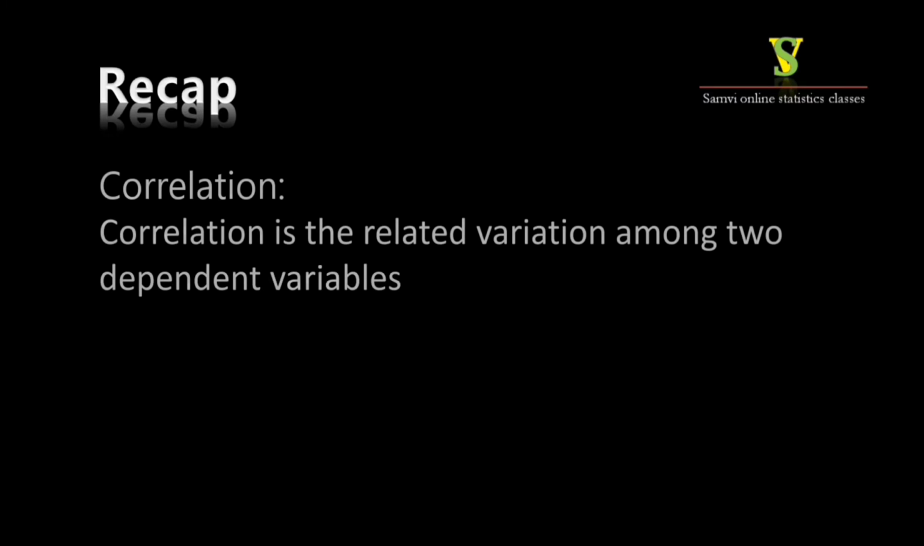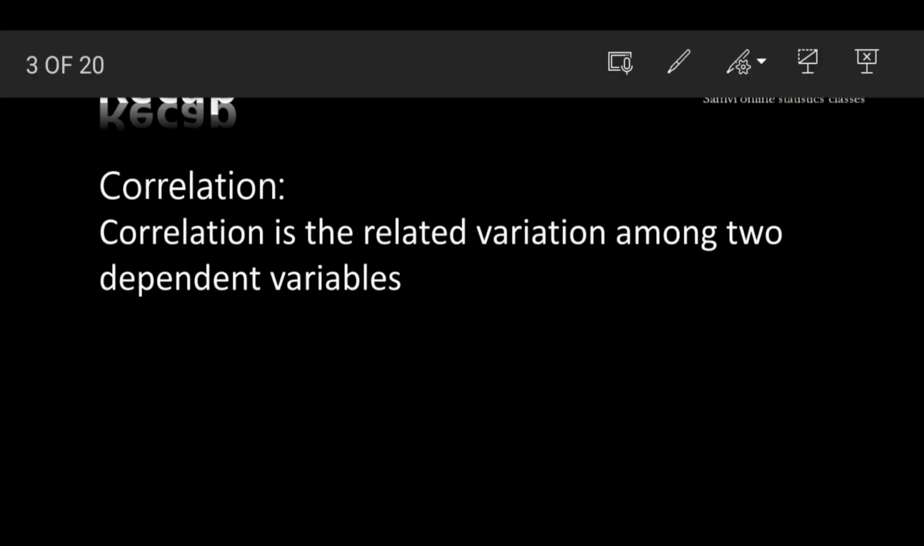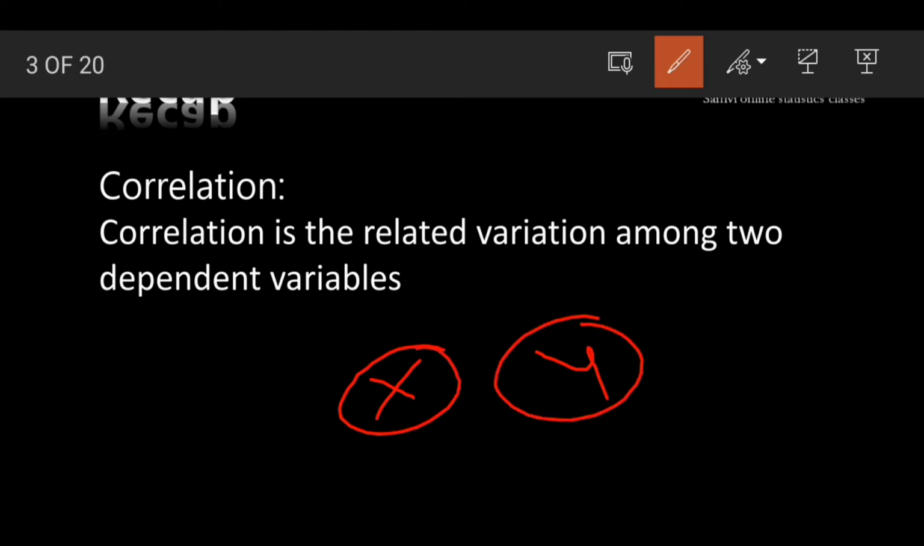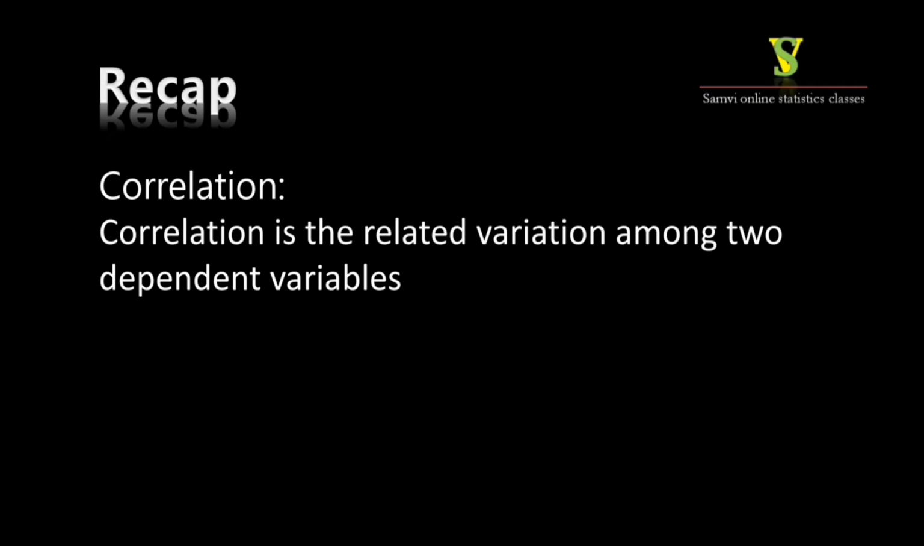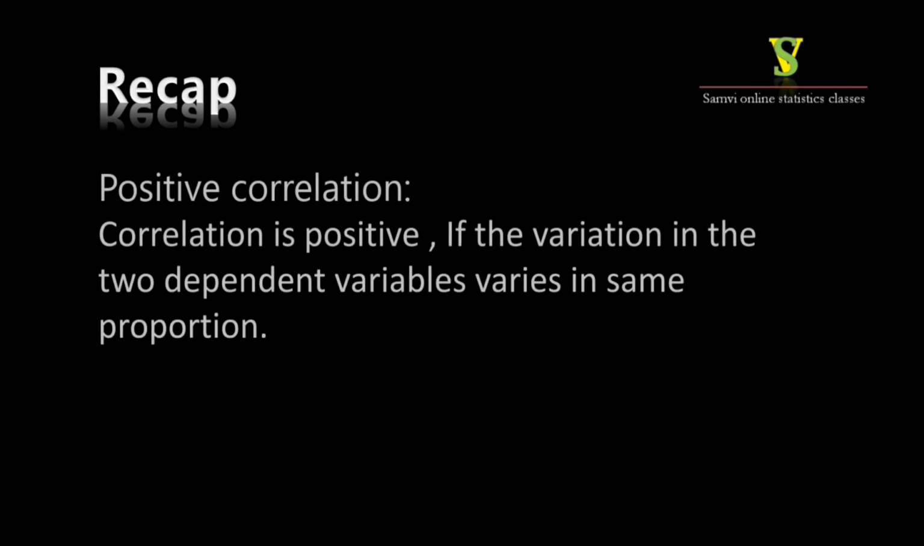In the last discussion, we discussed correlation. Correlation is the related variation among two dependent variables. Suppose I take x and y variables, whatever relation there is between these two variables is called correlation. After this, we discussed positive correlation.